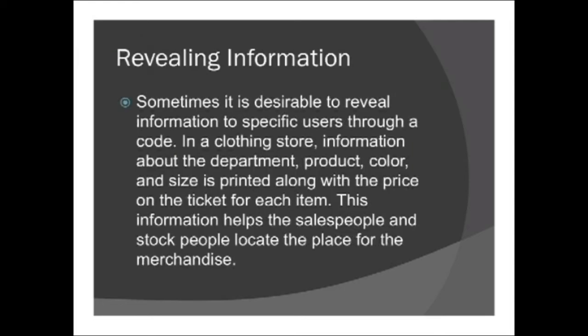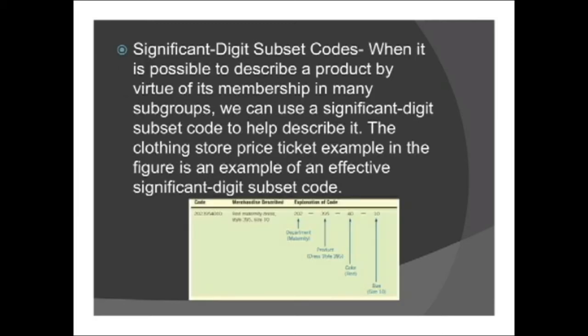Revealing information. Sometimes it is desirable to reveal information to specific users through a code. In a clothing store, information about the department, product, color, and size is printed along with the price on the ticket for each item. This information helps the salespeople and stock people locate the place for the merchandise. When revealing information, we can use significant digit subset codes. When it is possible to describe a product by virtue of its membership in many subgroups, we can use a significant digit subset code to help describe it. The clothing store price ticket example in the figure is an example of an effective significant digit subset code.